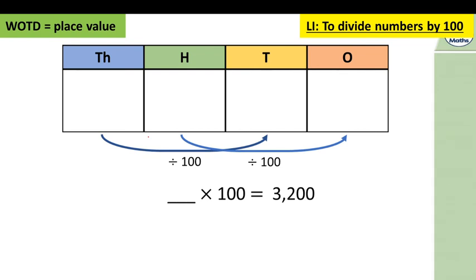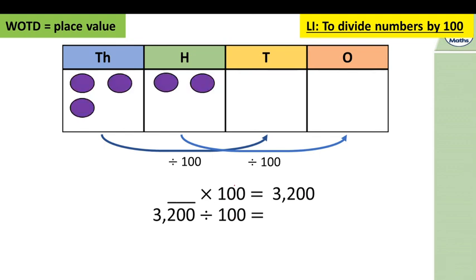Okay, this next question says something times 100 is 3,200. So we're working backwards here. If we want to do the inverse of something times 100, we need to divide by 100 to work backwards. So if we start with 3,200 and divide by 100, tell yourself, whisper, or say out loud if you want to, how many place value columns is that going to move to the right if you divide by 100?